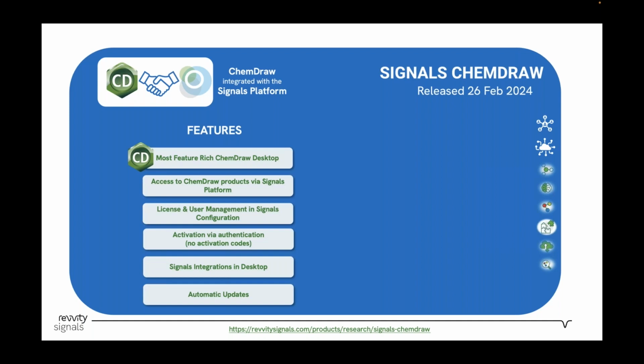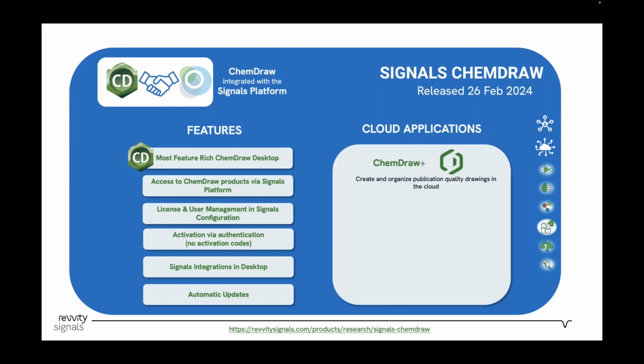In addition to all of these features that are added and new as part of the Signals ChemDraw offering in the version 23 release, we also have some new cloud applications that we're launching. So the first one is ChemDraw Plus. ChemDraw Plus is the very first web version of ChemDraw. So it will allow you to manage, curate, and create publication quality drawings in the cloud. And I'll give you a quick demo of that today.